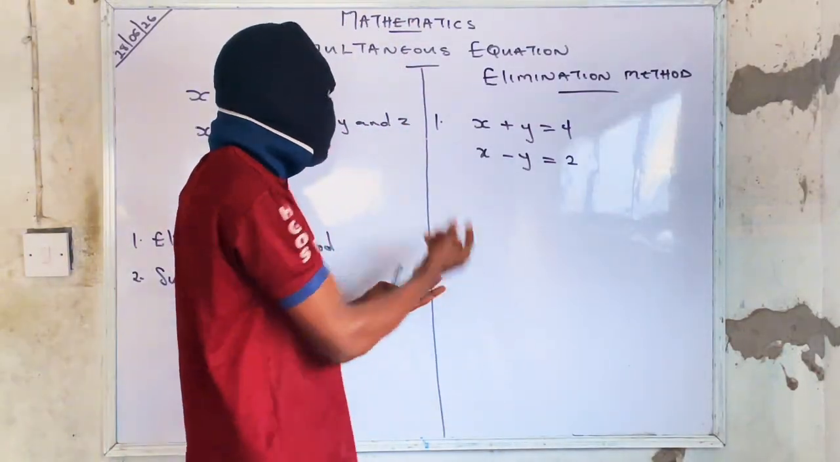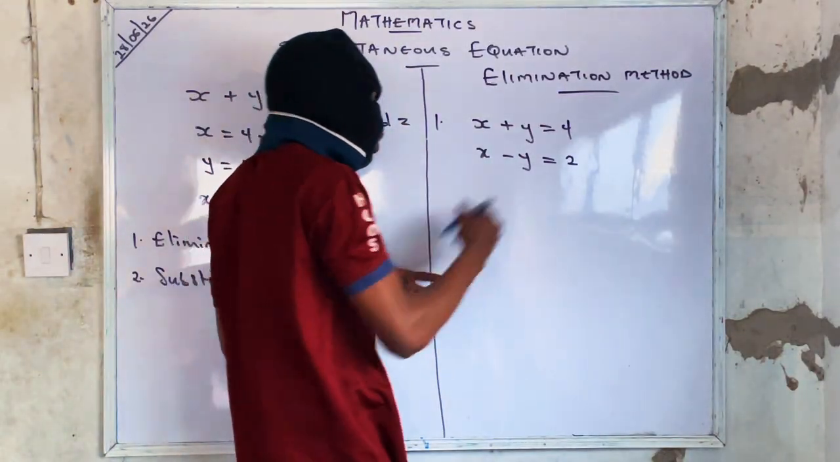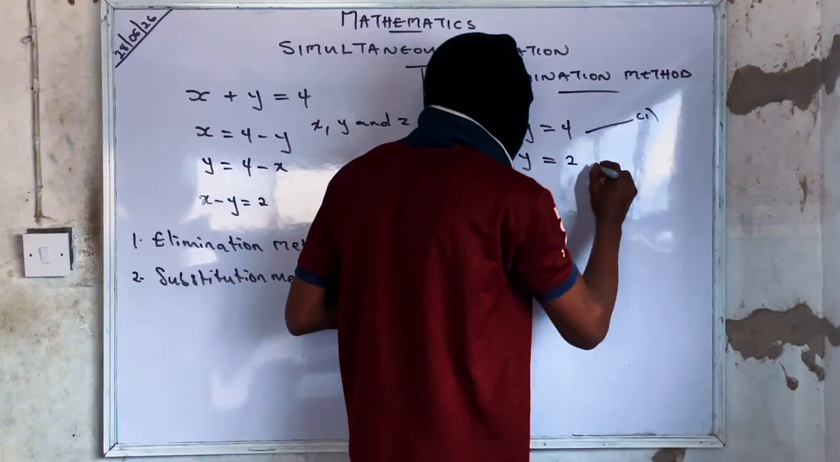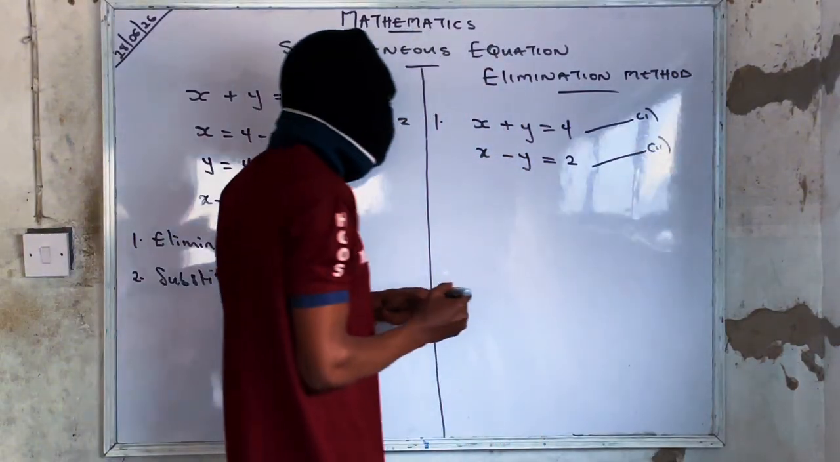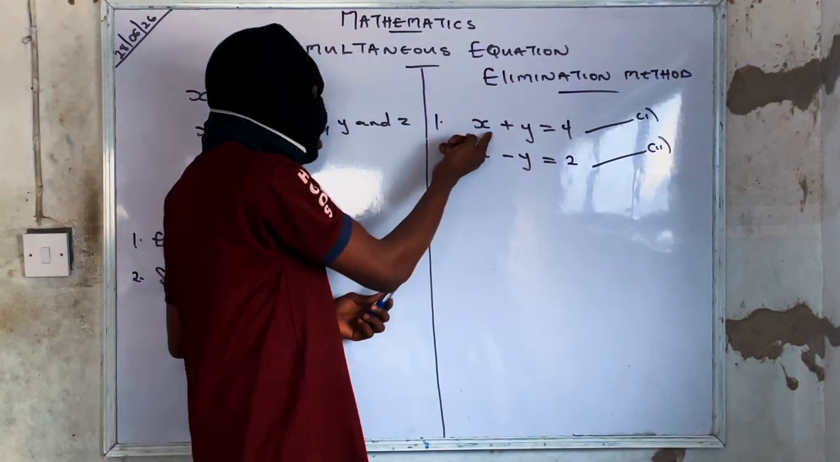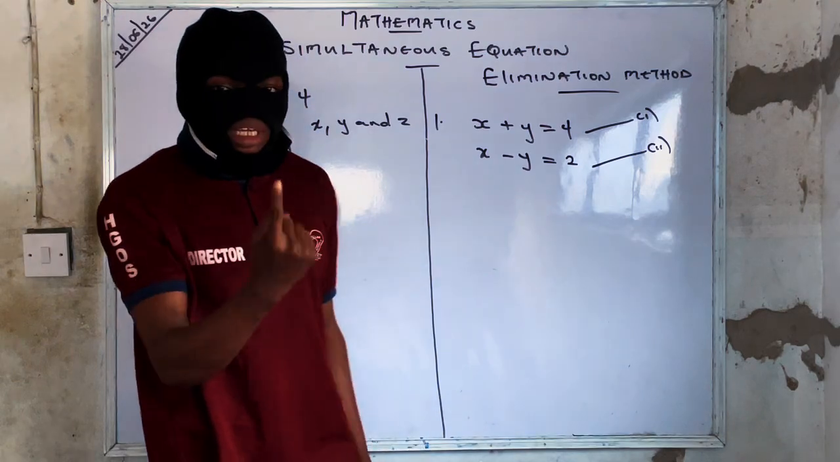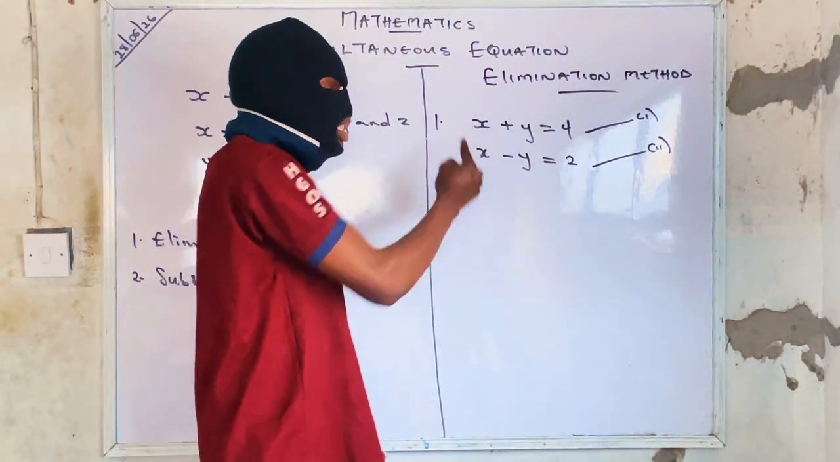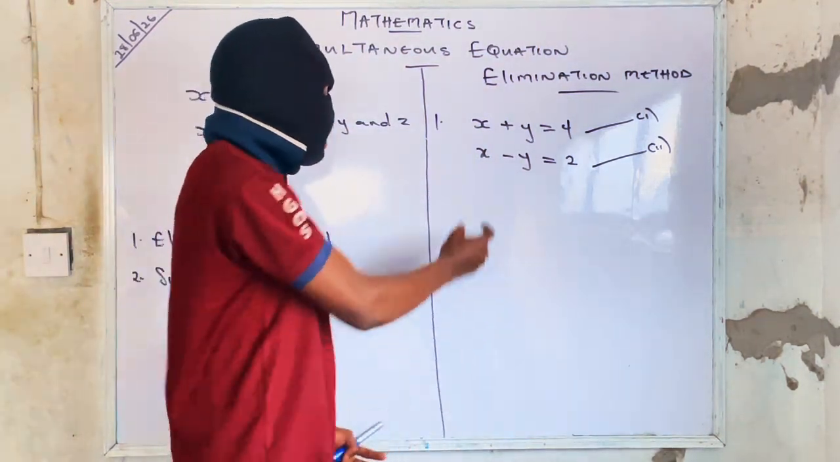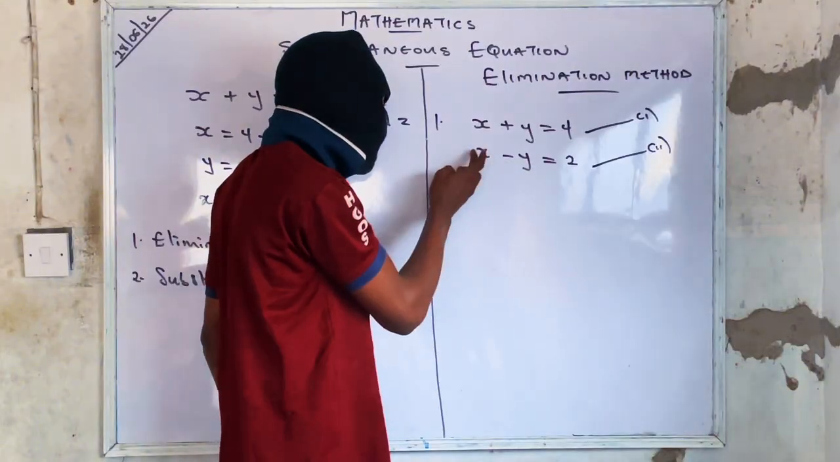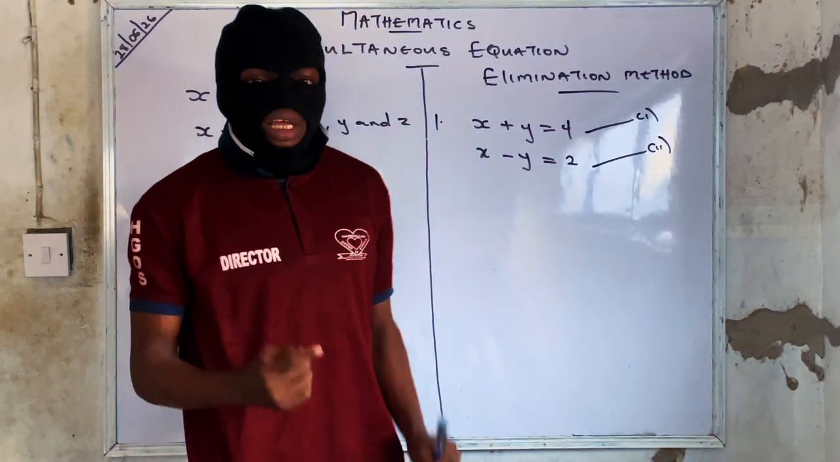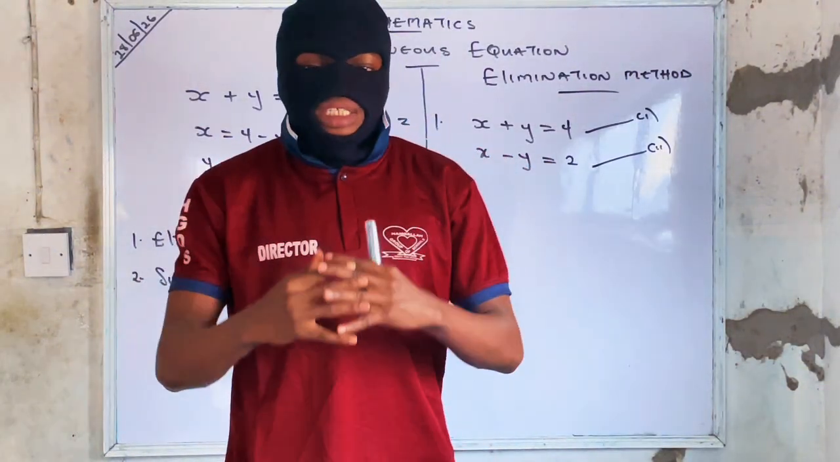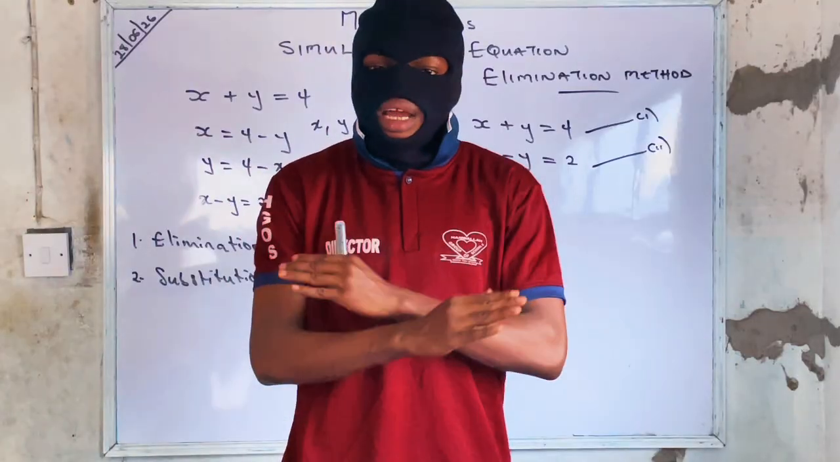Now, this is your equation 1, and this is your equation 2. In equation 1, what is the coefficient of x? It is 1, but invisible. In equation 2, the coefficient of x is also 1. If the coefficients are the same, then you are good to eliminate.